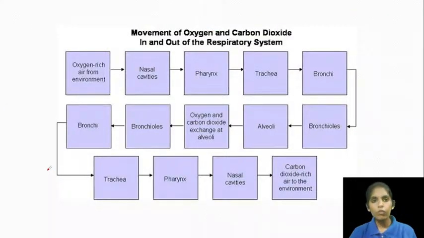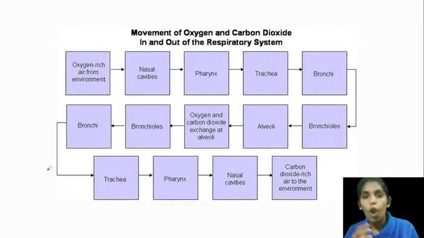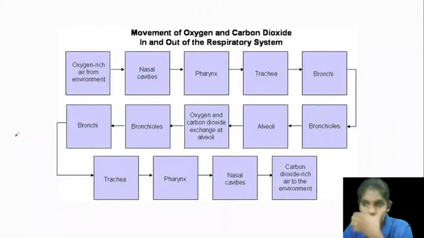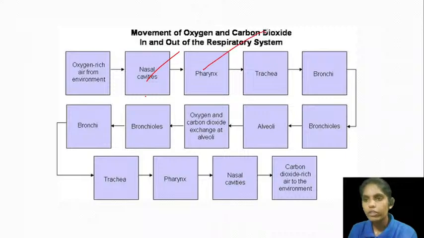Now let us know the movement of oxygen and carbon dioxide in and out of the respiratory system. Let us know how the gases will move in the respiratory tract. So from the environment, the oxygen will enter through the external nostrils. They will enter into the nasal cavity. From there, they will go to the pharynx, then the trachea, the bronchi. From the bronchi, they will enter into the alveoli.